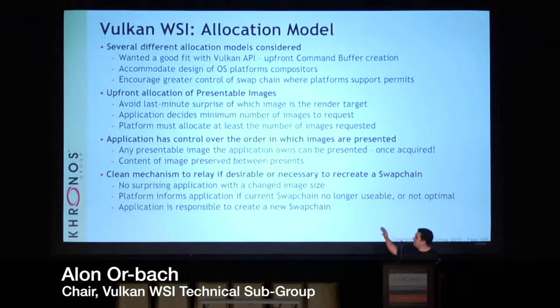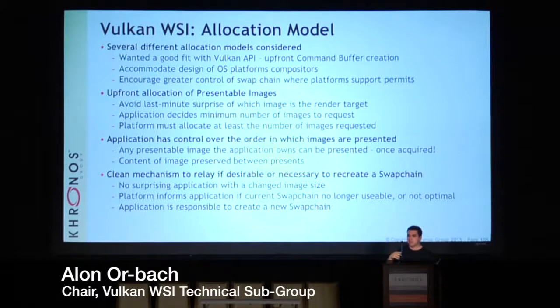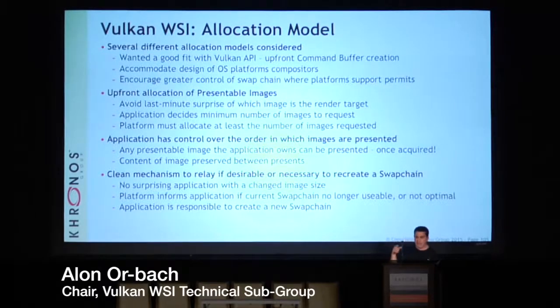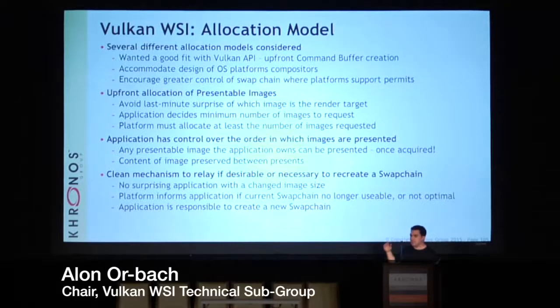Now the key point is there's joint control between the application and platform as to the order of presentation. The application can create multiple presentable images. It can choose which order to present them, but it has to make sure they're acquired from the platform so that the compositor or the display is done using them before they're rendered to. And we've developed a very clean mechanism for platforms to tell applications if it's necessary or it's a good idea to recreate a swap chain. So if you've resized the window, or if you've got a different orientation, it may be worth recreating your swap chain.